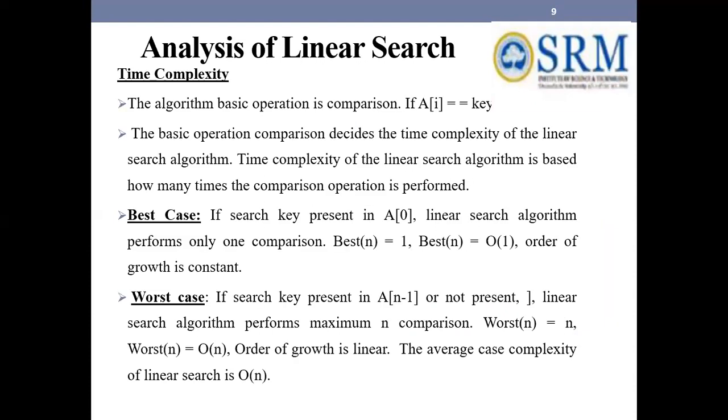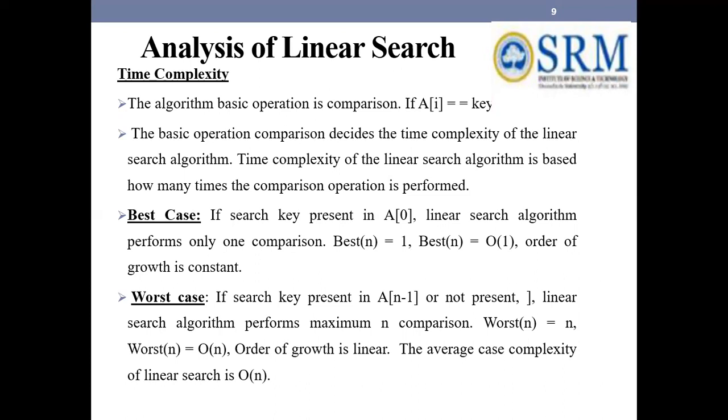Analysis of linear search. What is time complexity? Time complexity means how much time the algorithm takes to produce the result. That is called time complexity. Here in linear search, the basic operation is comparison. That is, we are comparing whether a of i equals the key value. So the basic operation comparison decides the time complexity. So execution time of the algorithm depends on the number of comparisons the algorithm performs. So time complexity of linear search algorithm is based on how many times the comparison operation is performed.